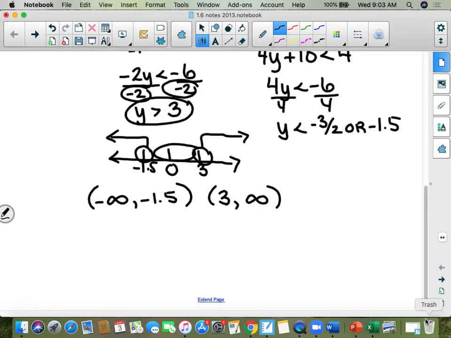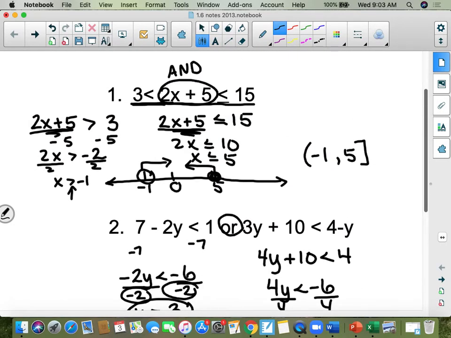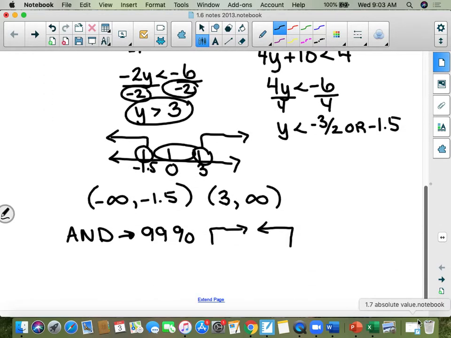Something else you need to know, ands, 99% of the time, ands usually come together. And I'll show you up here. This is an and problem, and these arrows are coming together. Ors, 99% of the time, they go away from each other. Look at the one up above. Do they go away from each other? Yes.